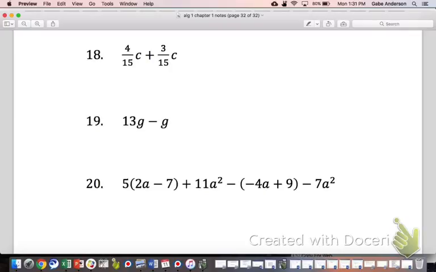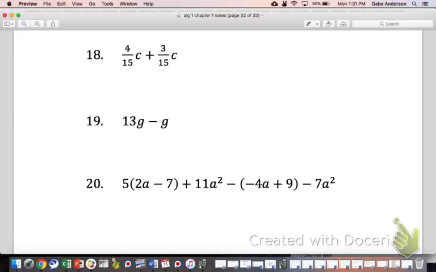Number 18. What's the big scary thing about 18? Fractions. Kind of scary, but if you look at it, they are like terms, right? So all you really need to do is add the coefficients, and I was nice enough to make the coefficients already have a common denominator.